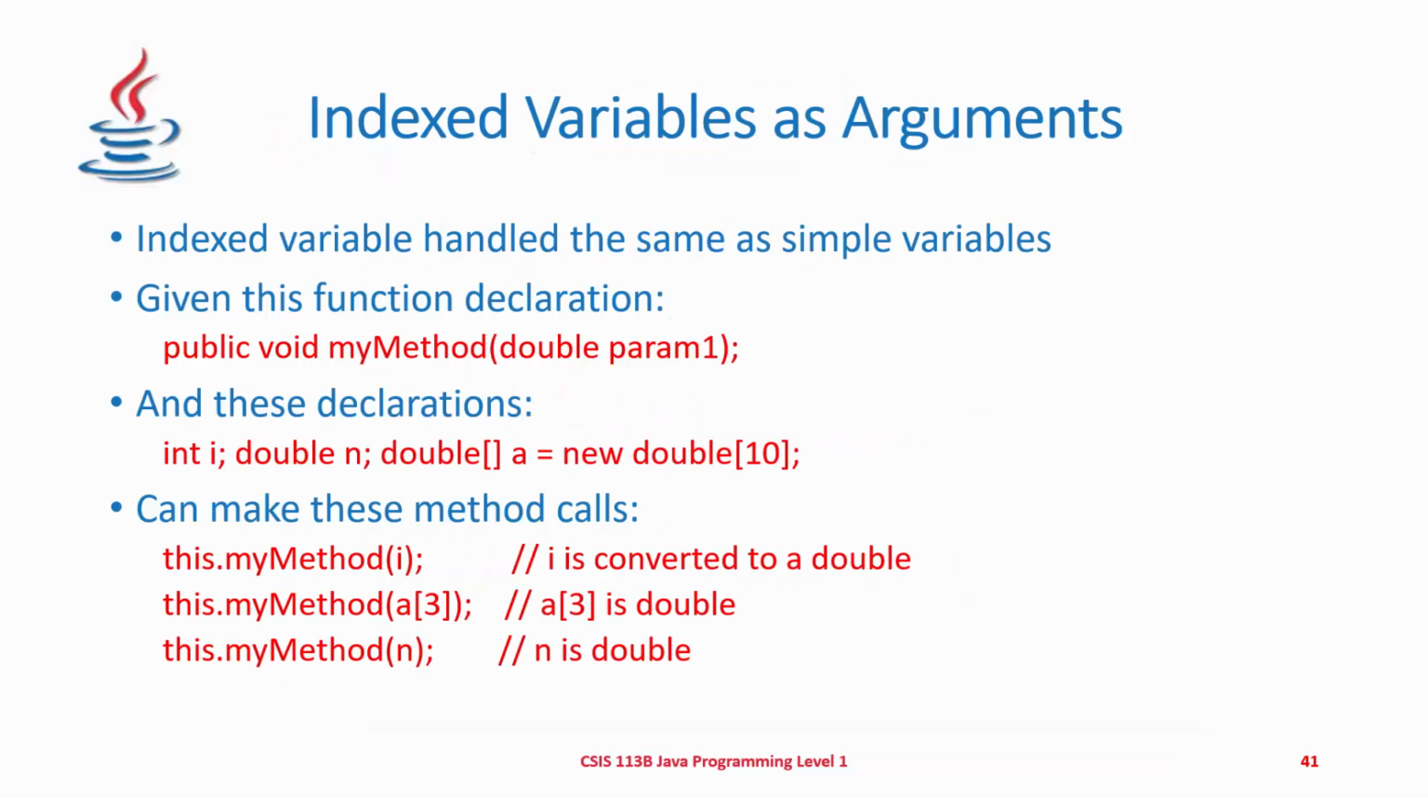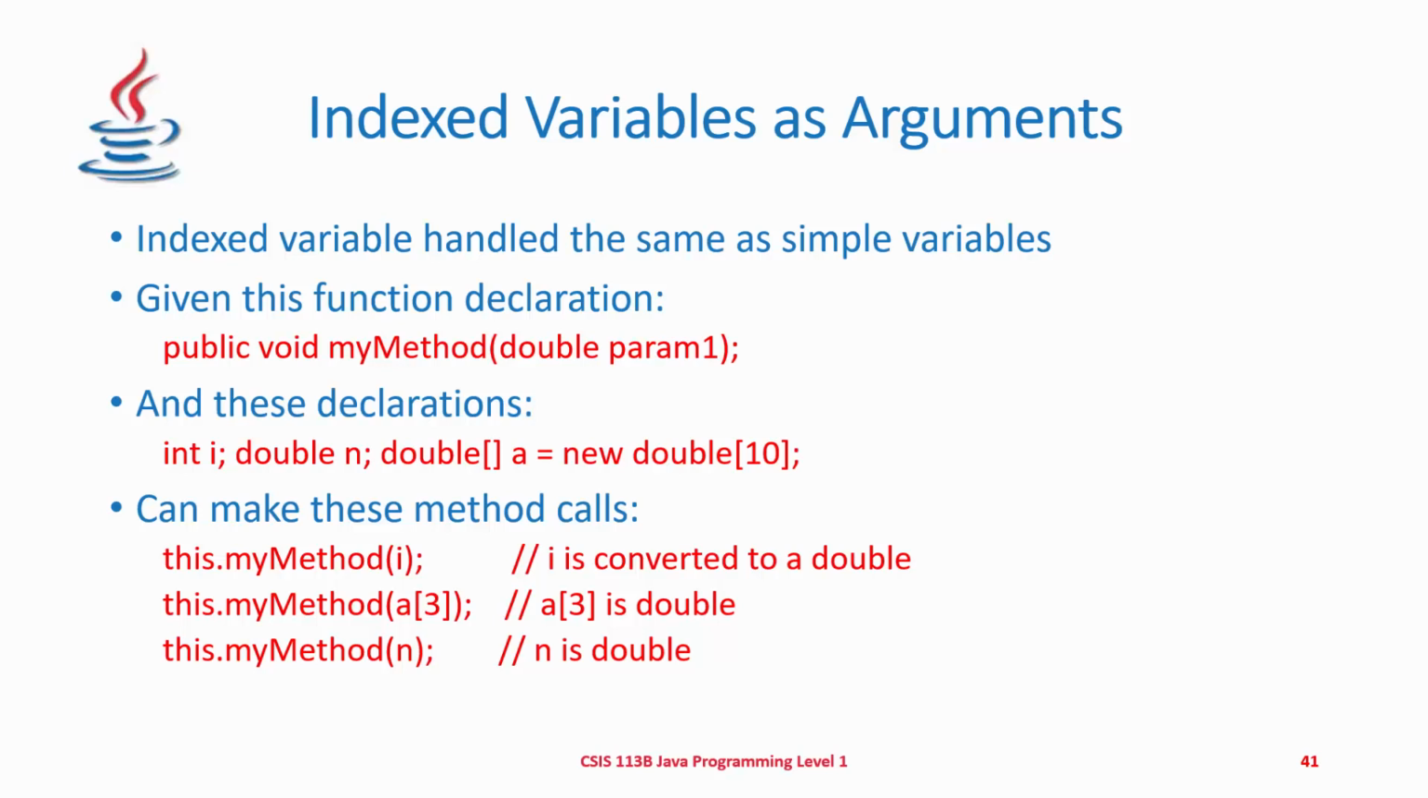So if you think about how we've been referencing the contents of our array, we've been using the index value, so you can refer to that then as an index variable. And you use it the same way as you would your simple variables. So in the example there, you can see that we're creating a new method called myMethod, and it's going to accept a parameter of type double. And it'll be using the name param1 internally.